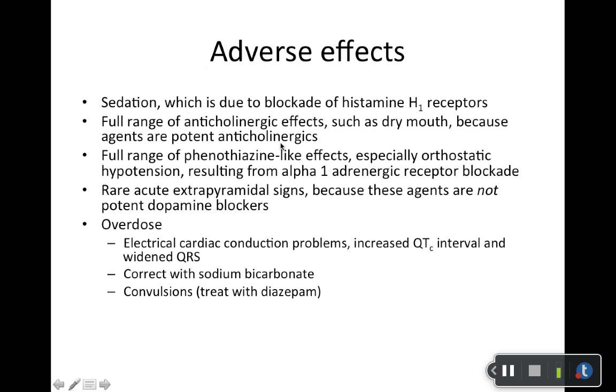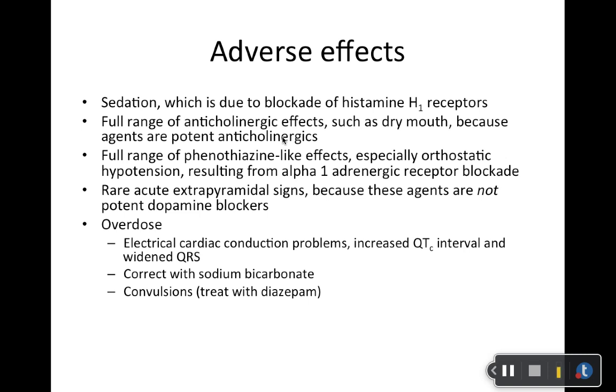The anticholinergic effects, again, put a star by that, highlight that. Dry mouth, xerostomia, and it's very bad xerostomia. It's very annoying. So full range of anticholinergic effects. Please go back to your old notes, where we've talked about anticholinergic adverse effects. Please make sure you are attaching that when you're studying these TCAs.